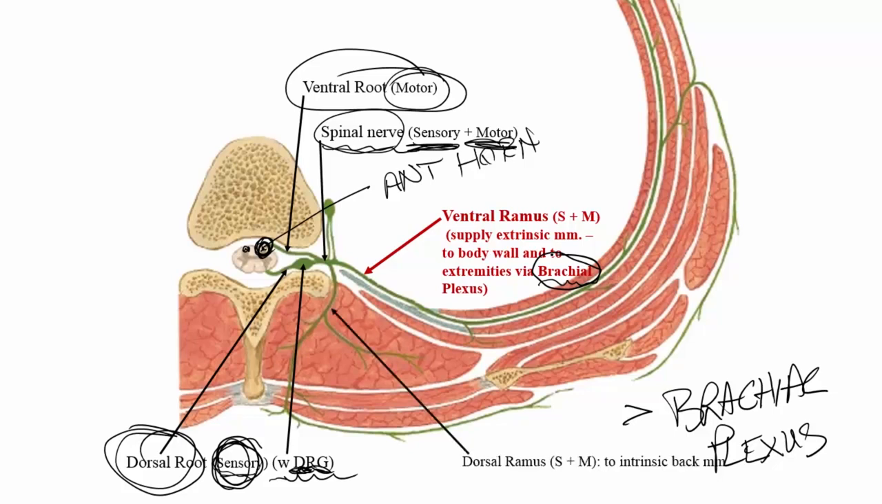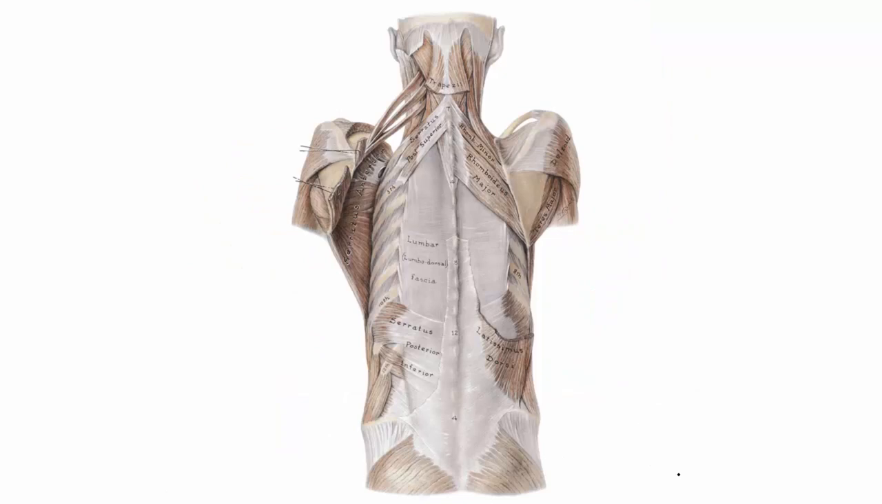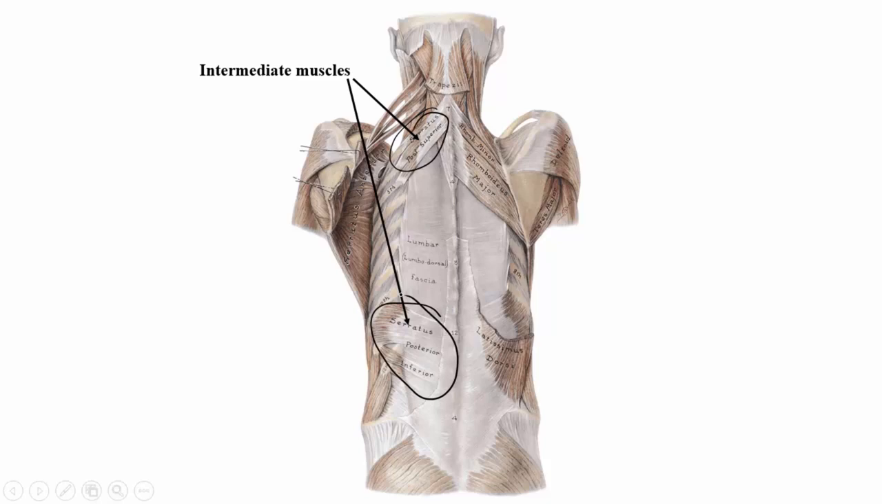The dorsal ramus, or the dorsal branch, or posterior branch, again, contains sensory and motor fibers. And those dorsal rami have unique function. They will supply the intrinsic back muscles that we will talk about in a short while. So if we go deep to the extrinsic muscles, in other words, trapezius has been cut away, and then we take the rhomboids and cut those away as well, we will get to what are called the intermediate muscles, and those are serratus posterior superior and serratus posterior inferior. We had serratus anterior.